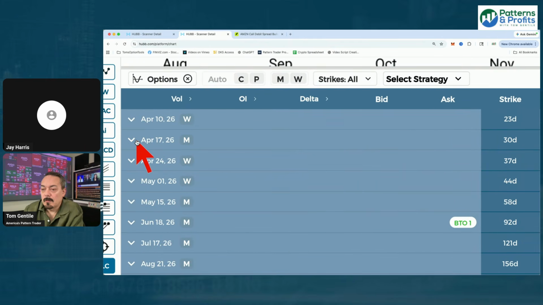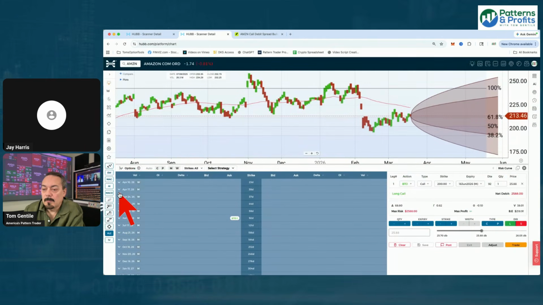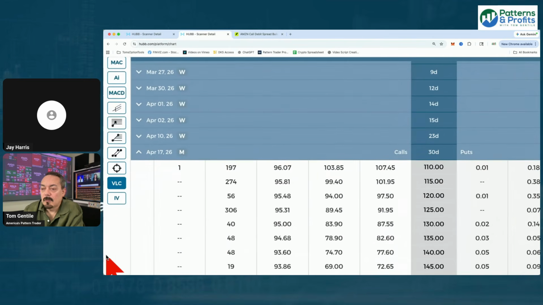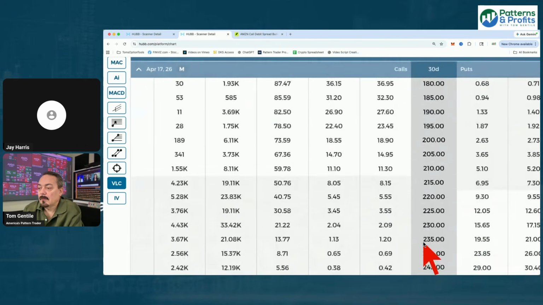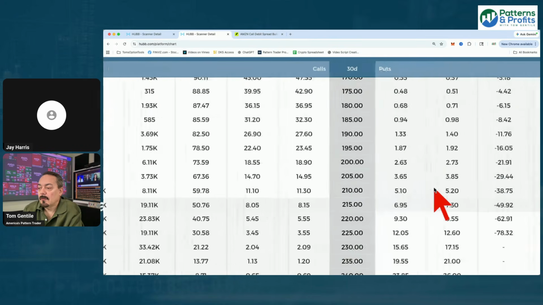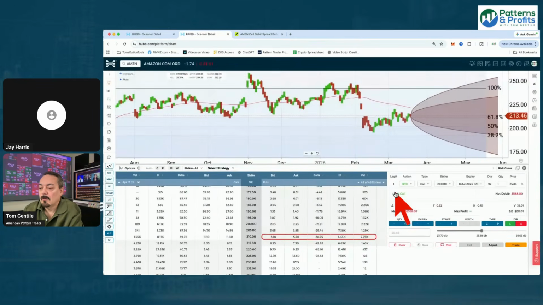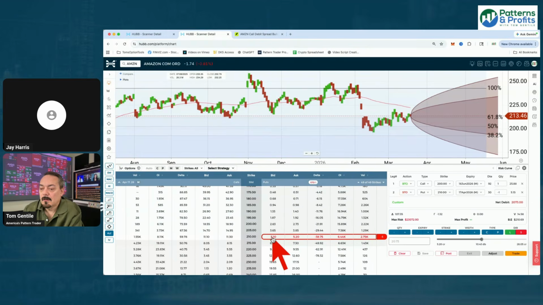So now I want to look at the Aprils. Let me open up the April 17s. I want to go above the option, a little bit out of the money. The out of the monies would be maybe the 210s. There's the 210s, $5.20. I want to sell those. So I'm going to sell that 5.10.